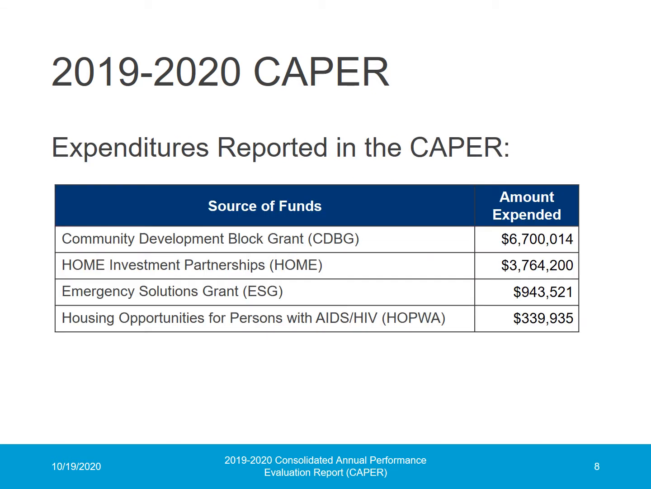During the course of the program year, approximately $11.7 million was expended to administer and perform activities. This included approximately $6.7 million in CDBG funds, $3.7 million in HOME funds, $943,000 in ESG funds, and $339,000 in HOPWA funds.